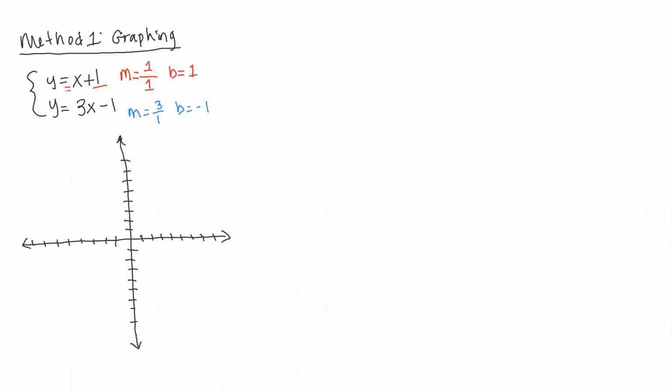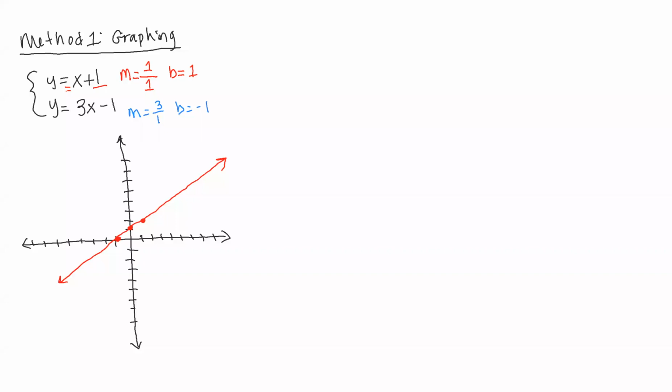Okay, and then again in red, I'm going to graph the first line, and in blue, I'm going to graph the second line. For the first line, my y-intercept is 1. And then from there, I want to apply my slope. Now my slope is 1 over 1. So +1 over +1 tells me to go up 1, to the right 1. I could also, instead of going up and to the right, go down and to the left. Those 3 points are on the same line. So I go ahead and connect them and add those arrows.